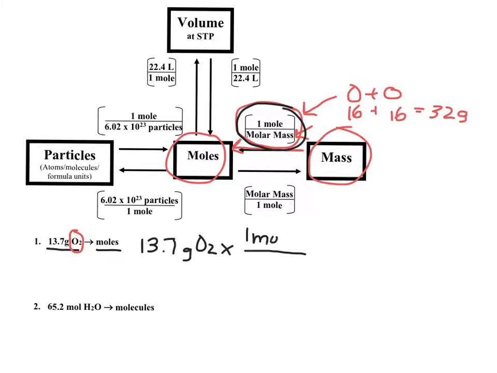It says to put 1 mole on top, and since I'm talking about O2 oxygen, I'm going to put that as well for my label. And on the bottom is molar mass, which we found out. That is 32 grams of oxygen.